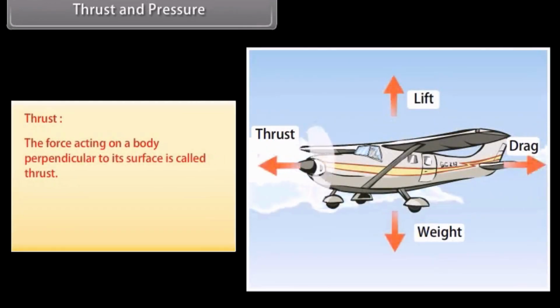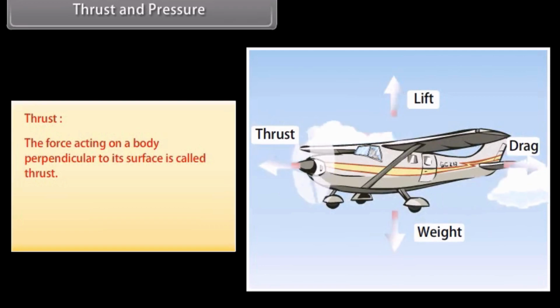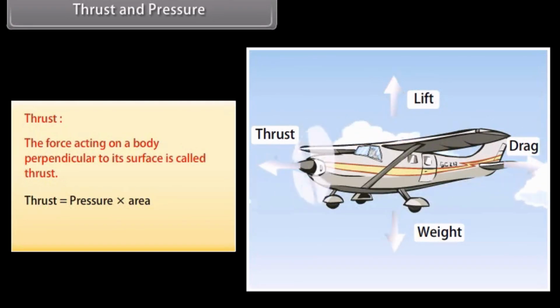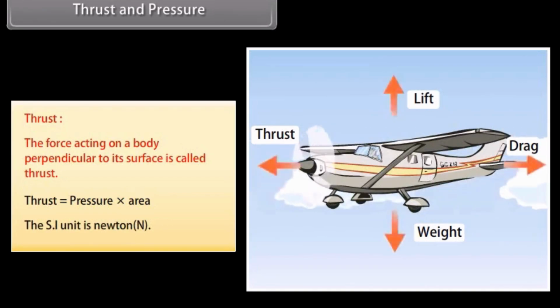Thrust and pressure. Thrust: the force acting on a body perpendicular to its surface is called thrust. Thrust is equal to pressure into area. The SI unit is Newton.